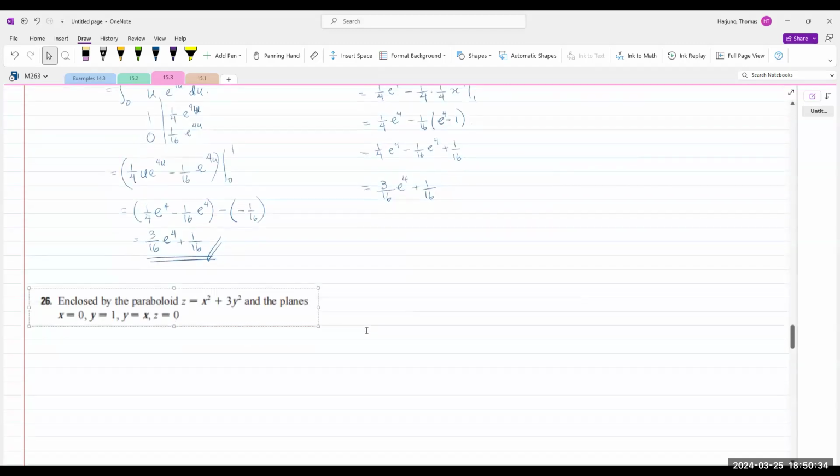Enclosed by the paraboloid. Oh, this is the top, right? This is the roof. This is the surface S, given by z equals x squared plus 3y squared, and then the planes x equals 0, y equals 1. x equals 0 is the y-axis. y equals x. And z equals 0, that's the xy plane. So this is the region on the ground.